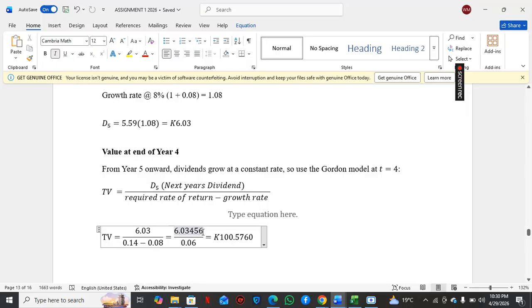Then you do 6.03 divided by 0.06, you get 100.5760 kwacha. So this is the terminal value. This represents the dividends that are going to be growing at 8% forever. Any questions?